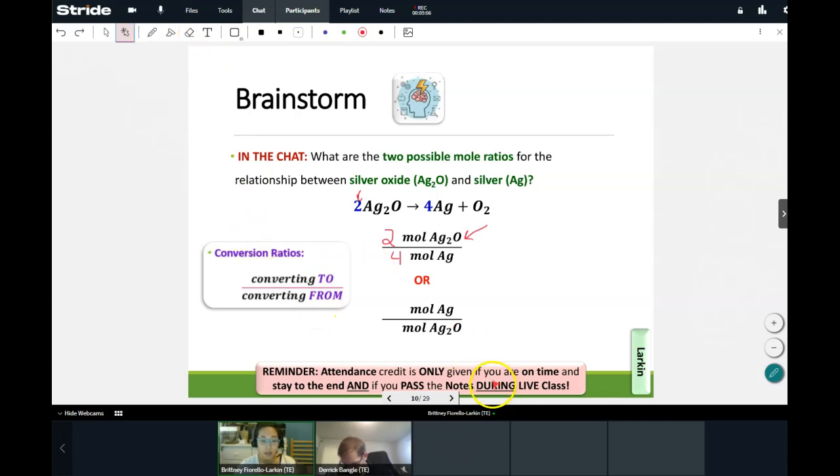Let's say that I know how much silver oxide I have and I want to solve for silver instead. Remember that you can actually flip these numbers, right? So you can flip this so that now we have the 4 moles of silver on top and the 2 moles of silver oxide on the bottom. And these are things that we can actually use in our stoichiometry equations.